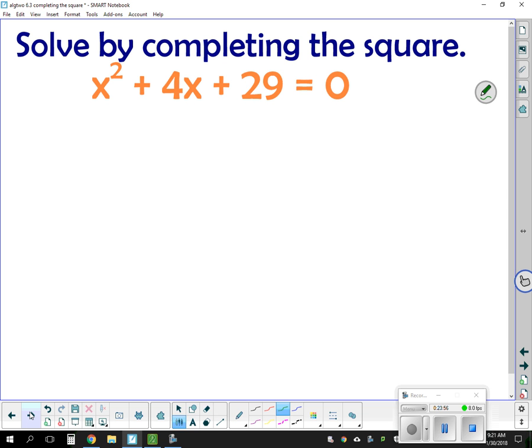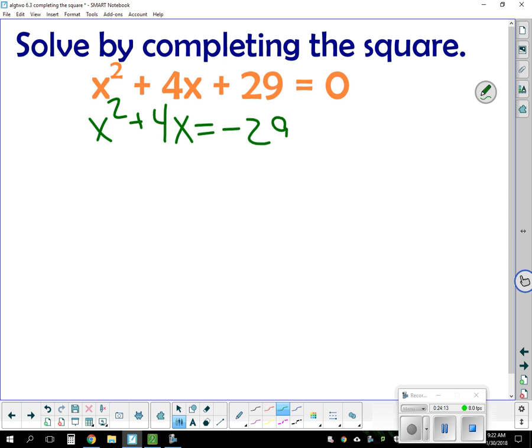All right, let's do a hopefully simpler one with an i. Not a fraction, at least. All right, let's do this together. What's the first step? Subtract that 29. Get it out of the way. Now find your number to add, your magic C number. What is it? 4 divided by 2 is 2. 2 squared is 4. So we're adding 4 on both sides.